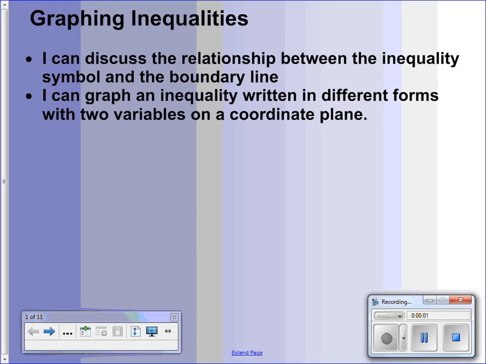In this lesson, we will be graphing inequalities. At the end of the lesson, you should be able to discuss the relationship between the inequality symbol and the boundary line, and graph an inequality written in different forms with two variables on a coordinate plane.